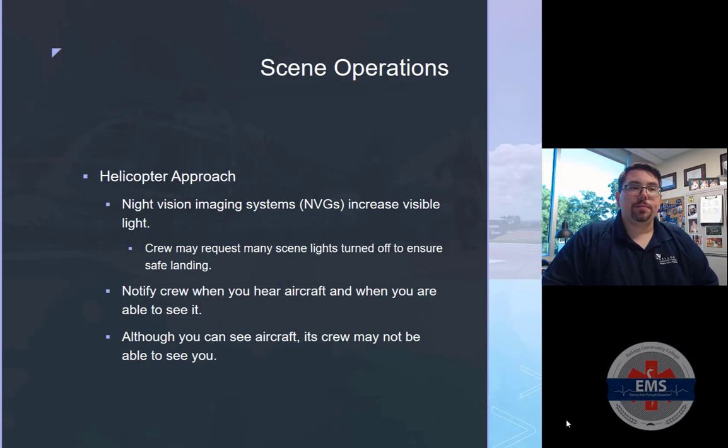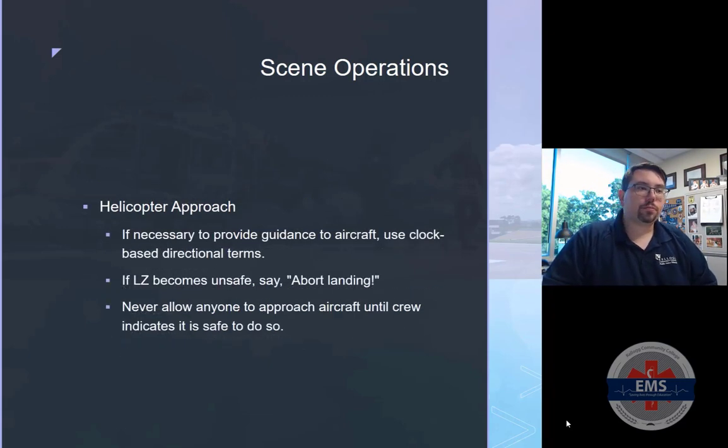Night vision imaging systems, or your night vision goggles, are going to obviously make it easier for them to see at night, but it makes it harder for them to see if there's excessive amounts of light. The crew may request that scene lights are turned off so they can ensure a safe landing. Notify the crew also when you hear the aircraft and when you're able to see it. That gives them an idea that they can see you, potentially start to look for you as well. And then, although you can see the aircraft, most likely they're not going to be able to see you. They're visible much, much further out than they can physically see you.